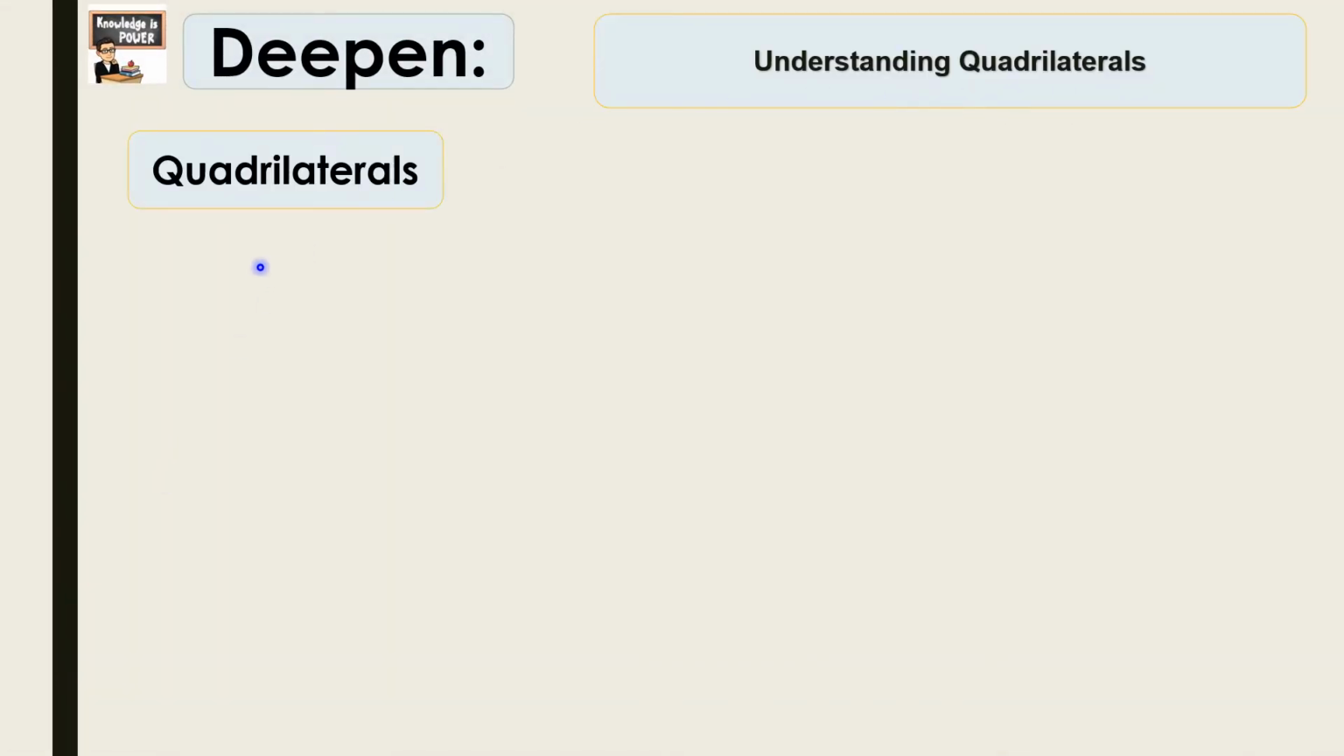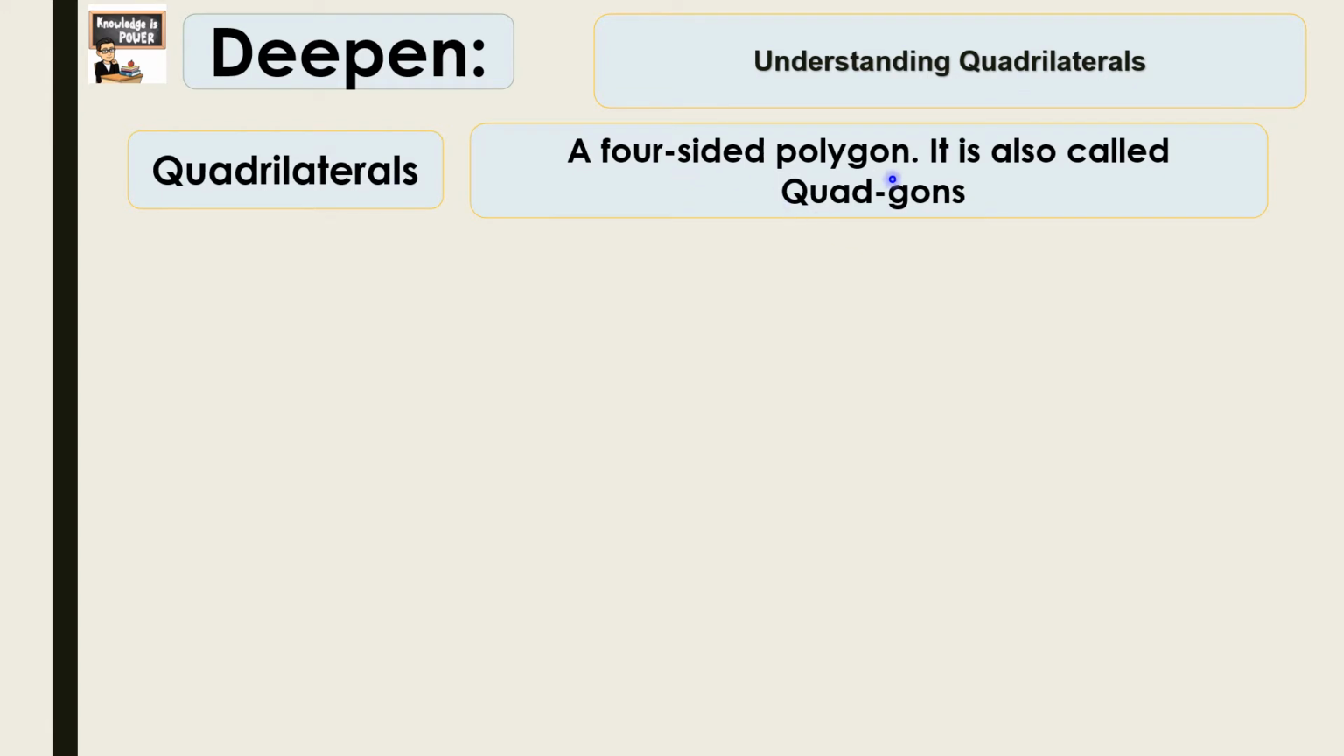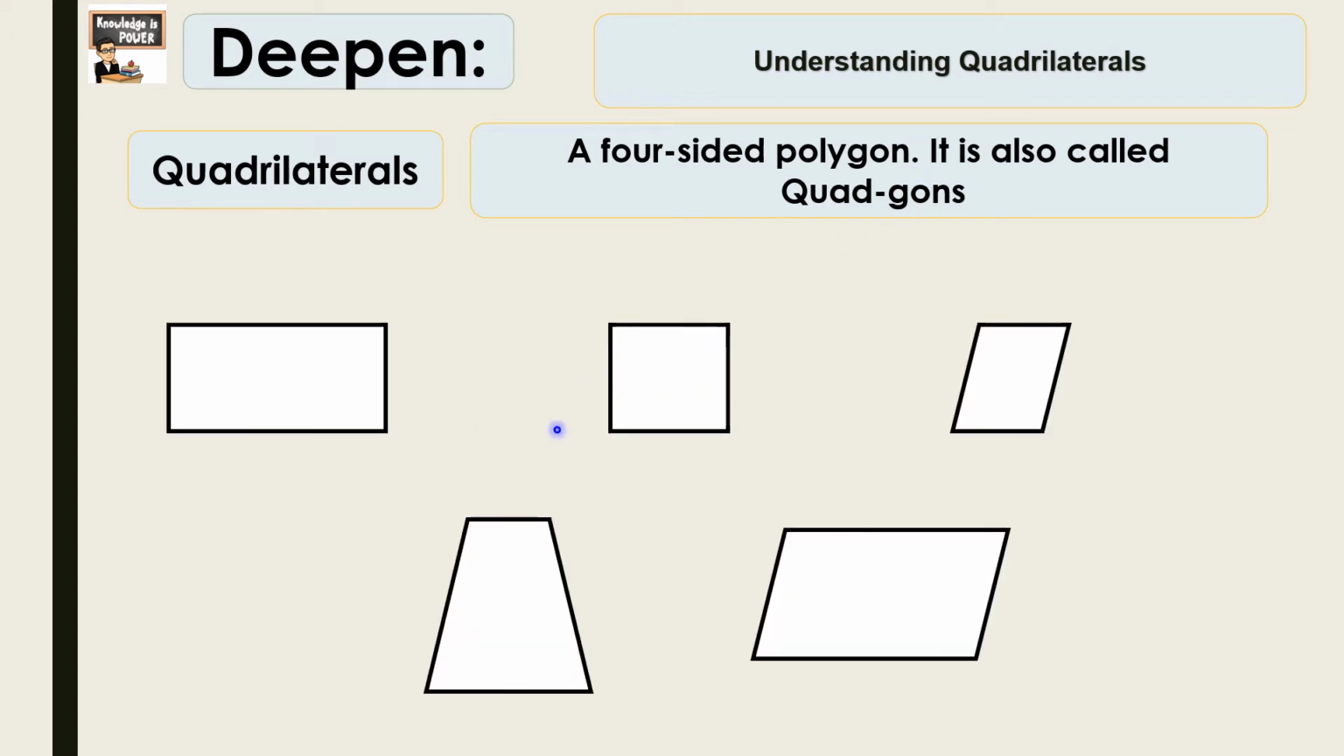Understanding quadrilaterals. So this is a quadrilateral: a four-sided polygon. If a triangle is a three-sided polygon, therefore a four-sided polygon is what you call a quadrilateral, and it's also called a quadgon. So these are the examples, as you can see in the quadrilateral family chart.